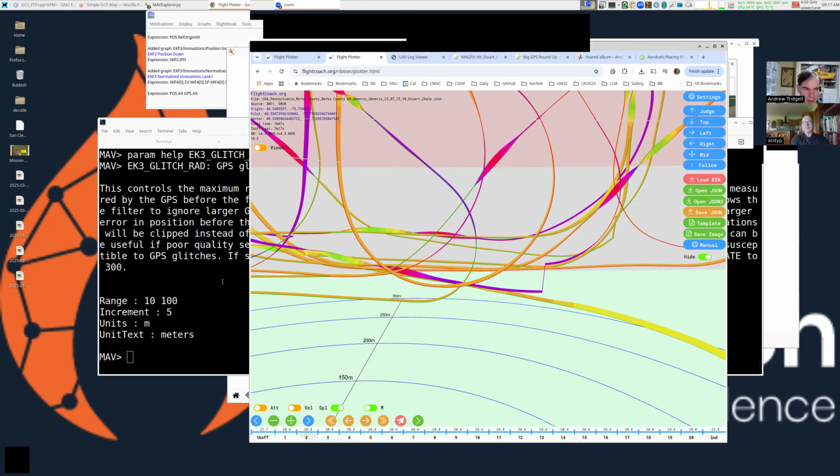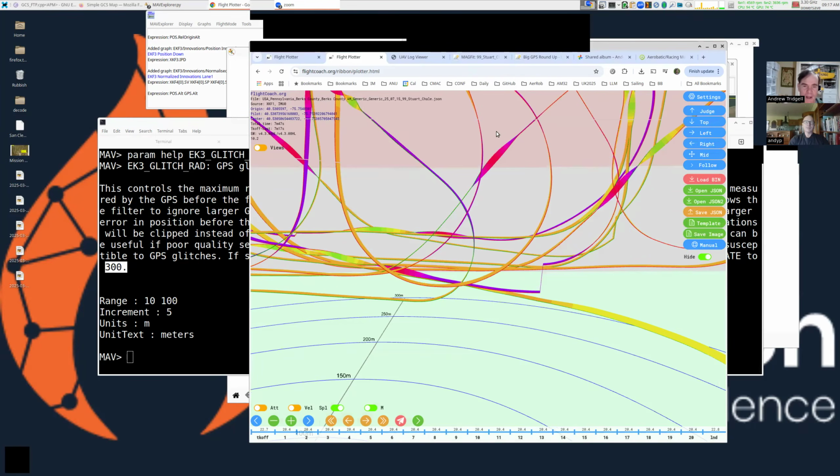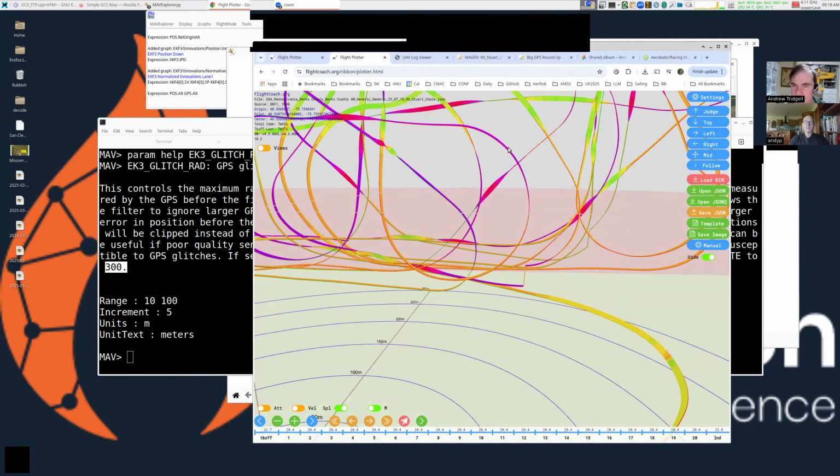So if you've fixed up everything the best you can, fixing the compass is definitely worthwhile, making that a lot better. Maybe a little bit more isolation on the IMU, but as I said, it probably won't make much difference. Then it might be worth setting glitch rad to 0. And as it recommends here, it's also worth reducing the vel I gate and position I gate down to around 300. They default to 500, which would give an overall better result. Those parameters go together. All right, so that's basically answered Stuart's question.